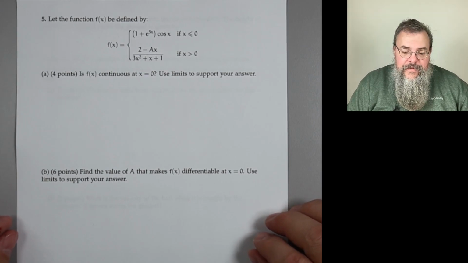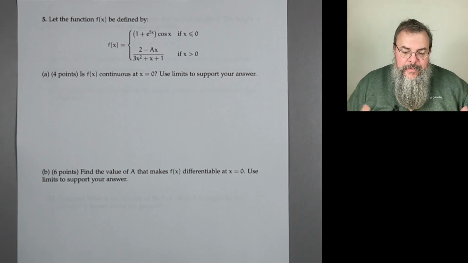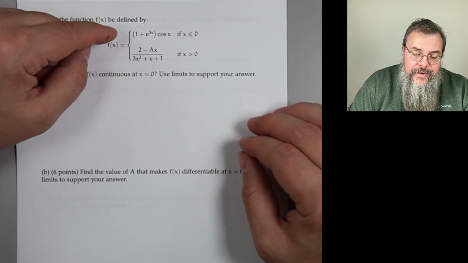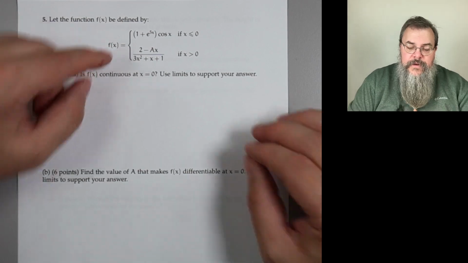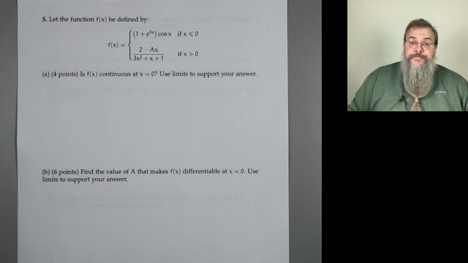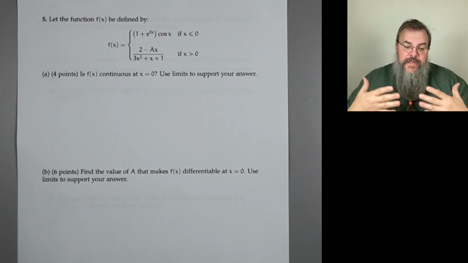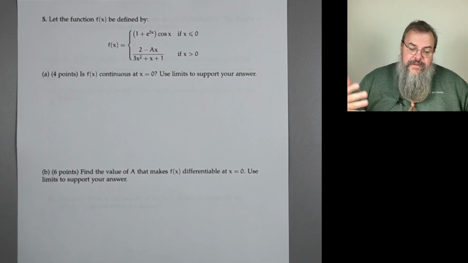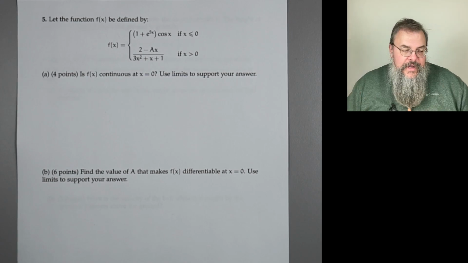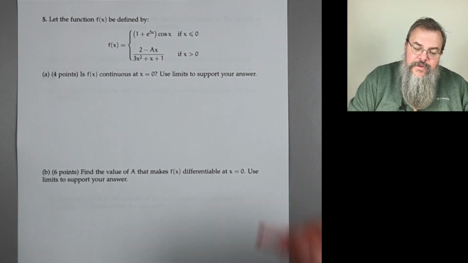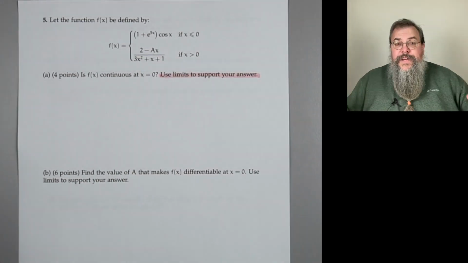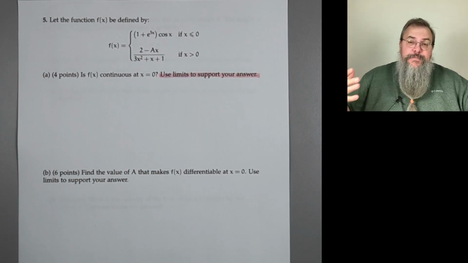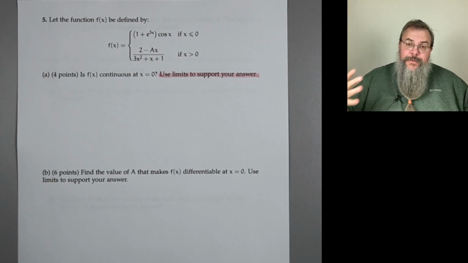All right. Number 5. Let the function f of x be defined piecewise. It's 1 plus e to the 5x cosine x if x is less than or equal to 0, and 2 minus ax over 3x squared plus x plus 1 if x is bigger than 0. So we have two pieces and we're gluing them together. Now, part A. Is f of x continuous at x equals 0? Use limits to support your answer. You see how they say use limits to support your answer? We better use limits, and if we don't, we're going to miss out on points. We don't want that. We love our points.